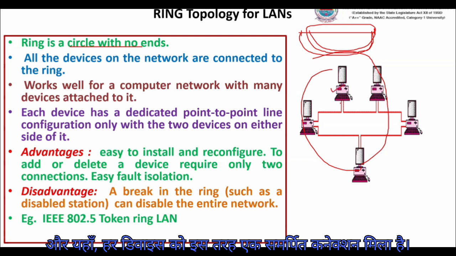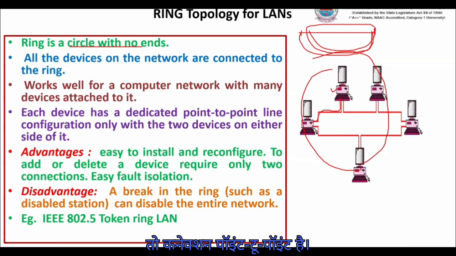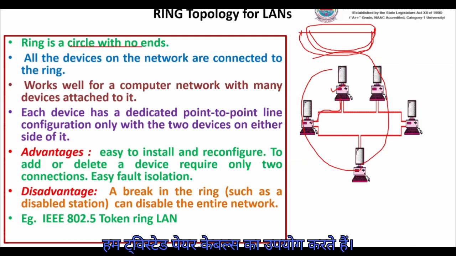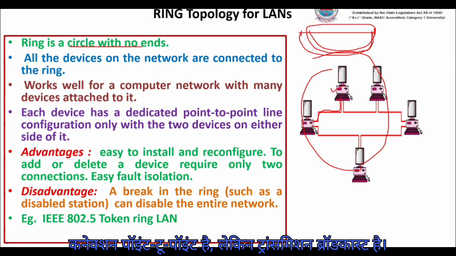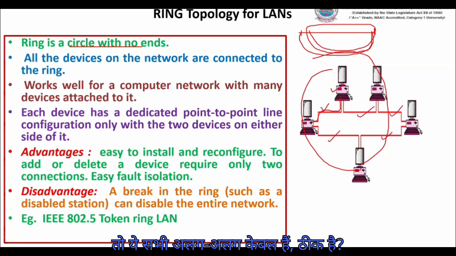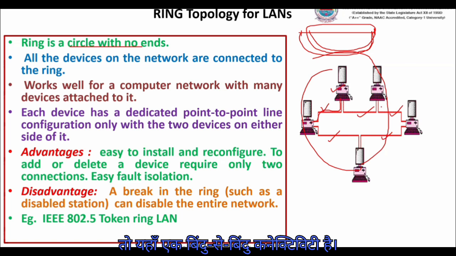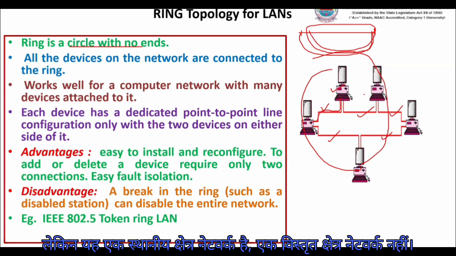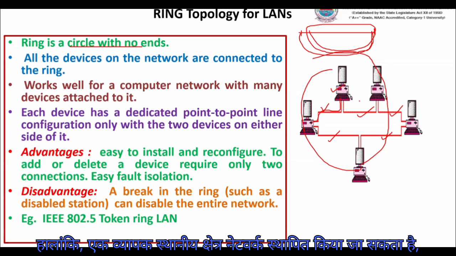And here every device has got a dedicated connection like this. So connection is point to point. We make use of twisted pair cables. Connection is point to point, but transmission is broadcast. So एक cable यहाँ इन दोनों को connect करने के लिए, one cable for connecting these, one cable. So these are all different cables. Okay. So there is a point to point connectivity, but it's a local area network, not a wide area network.